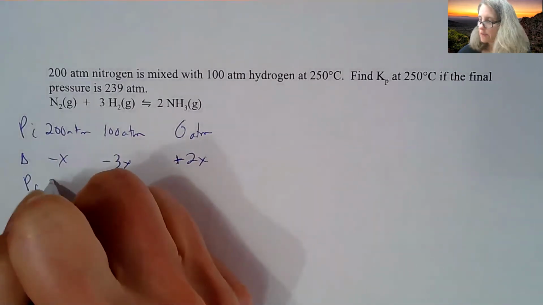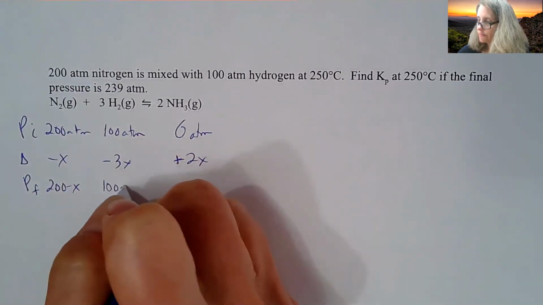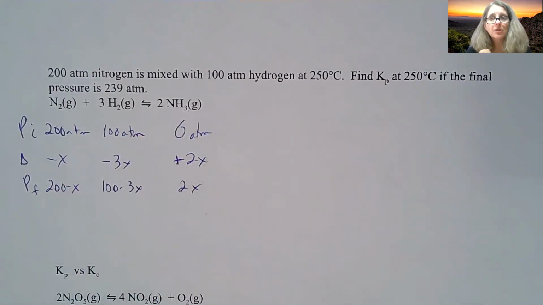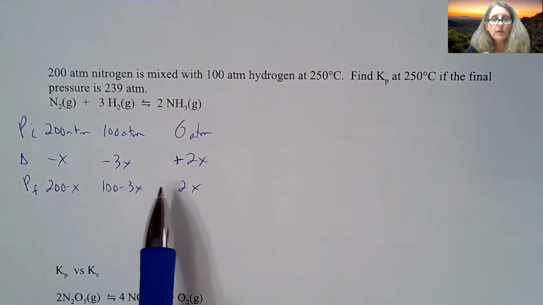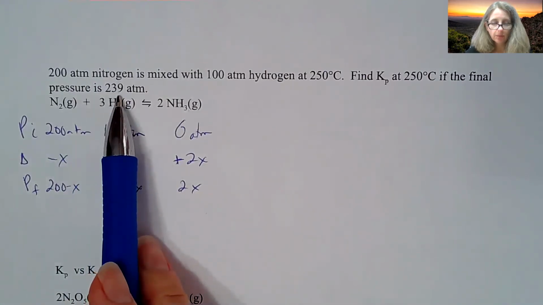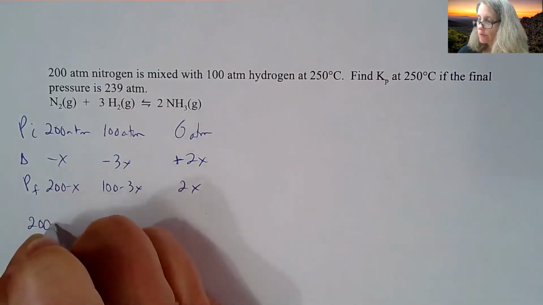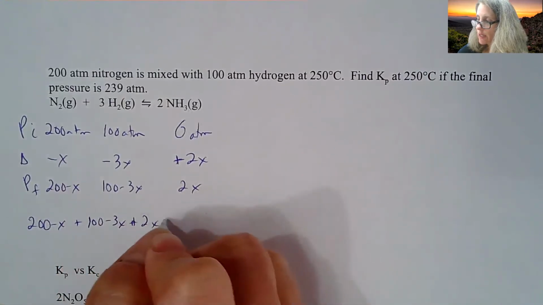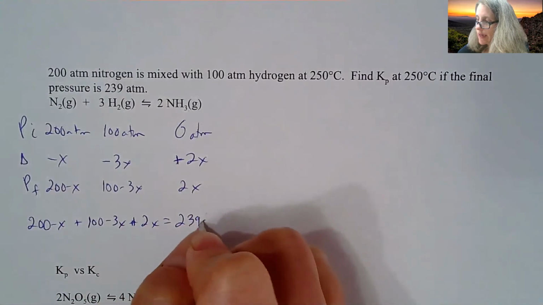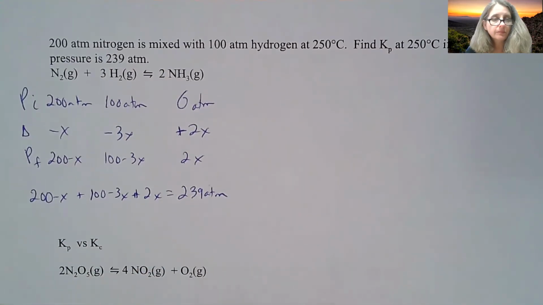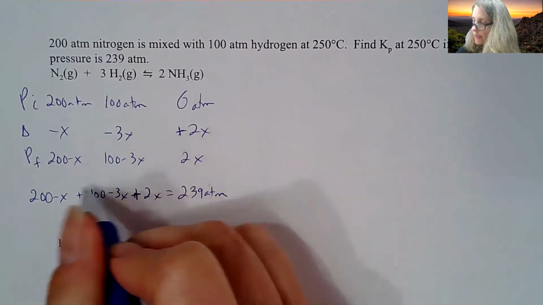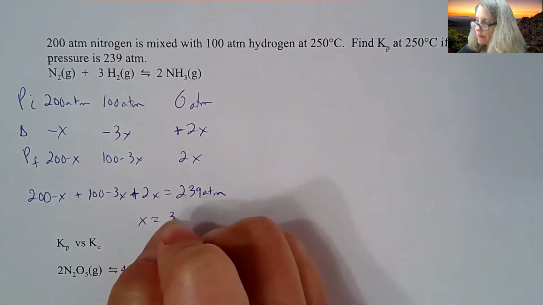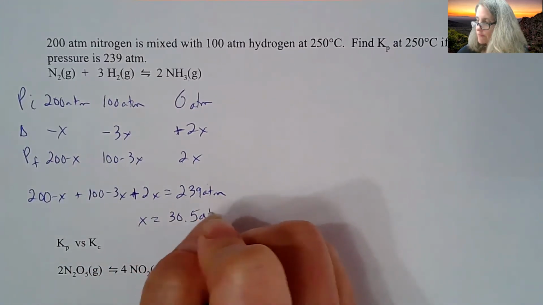At the end of this reaction, these are my pressures at equilibrium. I know that if I add all of these up, I will get a total pressure of 239. So I'm going to take 200 minus x plus 100 minus 3x plus 2x, which is equal to 239 atmospheres. Again, I got negative 4x plus 2x, so x comes out to be about 30.5 atmospheres.